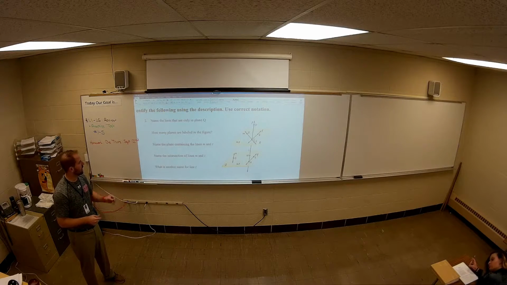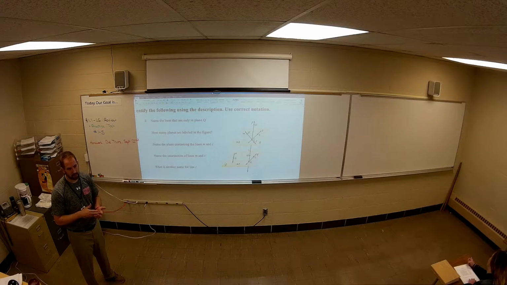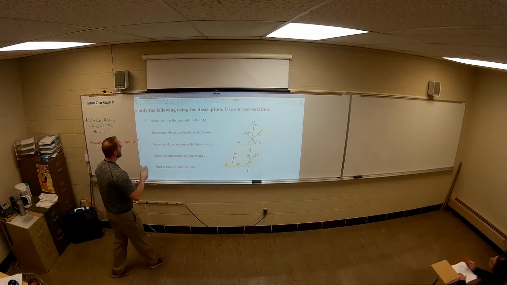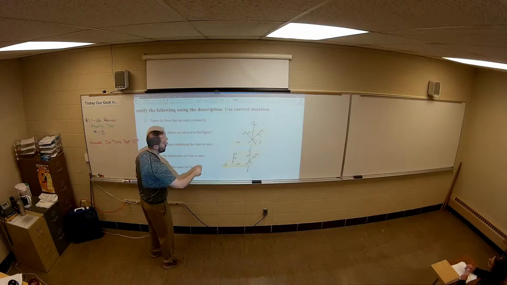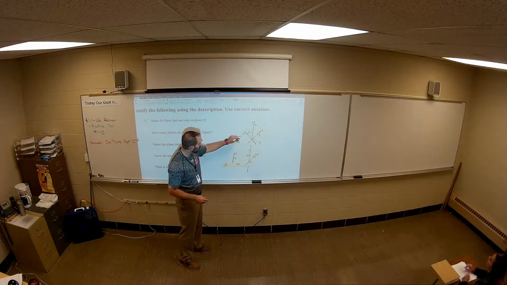So if they ask for a line, how do you write a line? How many letters do you have to use? 2, and you have to have little arrows above it, right? So let's do an example of the top one. Name a line that's only in plane Q. So this is plane Q down here. This is the name of it. This is plane R. So can somebody give me a line that's on this plane?